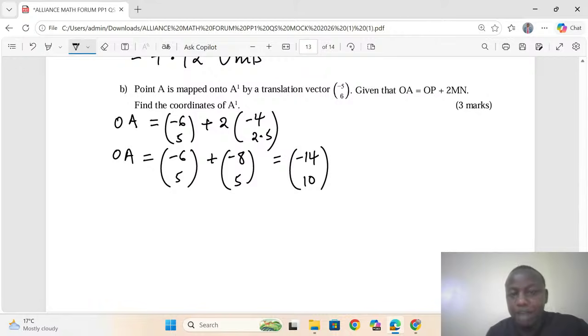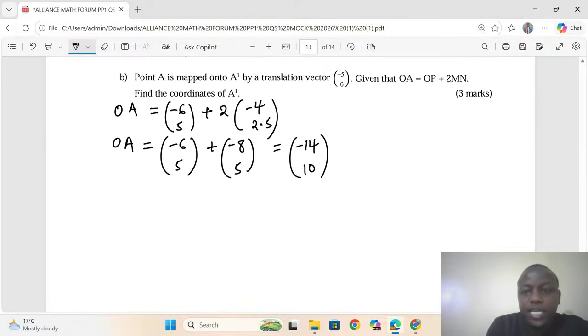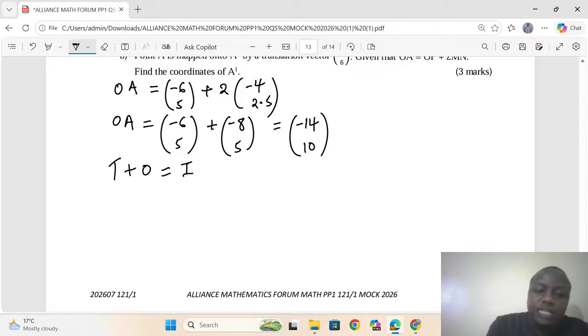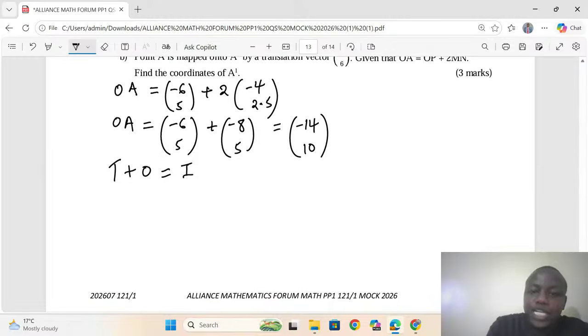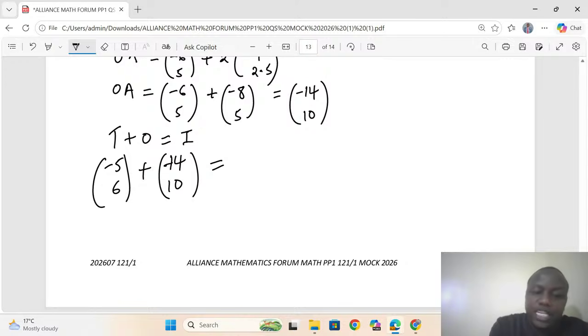Vector OA has been found. After finding vector OA, ladies and gentlemen, now that you have vector OA, we can say that vector A is known, point A is known. So we say this: translation vector plus a coordinate gives us the image. So the translation vector, which is negative 5, 6, plus position of A, negative 14, 10, we are supposed to get an image.